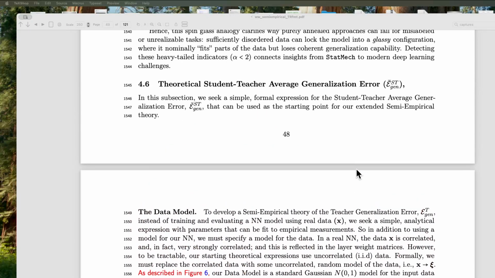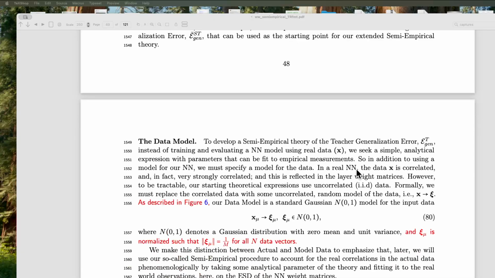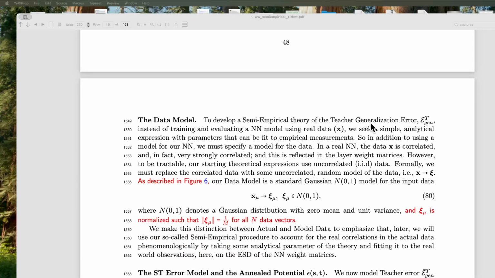All right, so we have this data model. To develop a semi-empirical theory of the teacher generalization error, instead of training and evaluating a neural network model using real data, we seek a simple analytic expression with parameters that can be fit to empirical measurements. So in addition to using a model for a neural network, we must specify a model for the data. In a real-world neural network, the data is correlated, in fact, strongly correlated, and this is reflected in the weight matrices. However, to be tractable for our starting expressions, we use uncorrelated data.